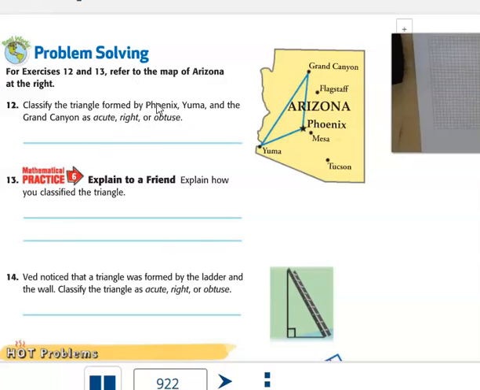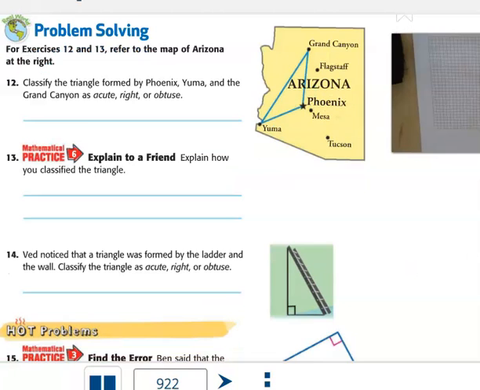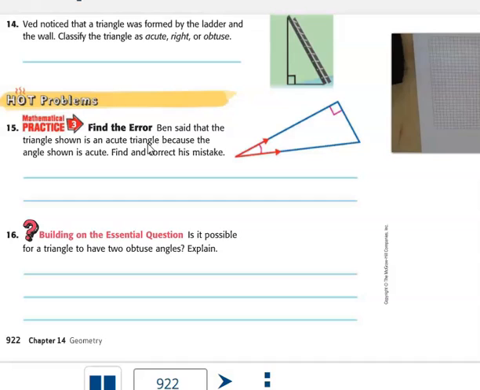Be specific in your explanation, just like text evidence when we're reading. Ved noticed the triangle was formed by the ladder and the wall. So here we've got the wall and the floor and the ladder. So what kind of angle is that? Label it on the line, please. Now, Ben said that the triangle shown is an acute triangle because the angle shown is acute. He made a mistake. You need to find his mistake and explain why he's incorrect and what the correct label for that triangle would be.